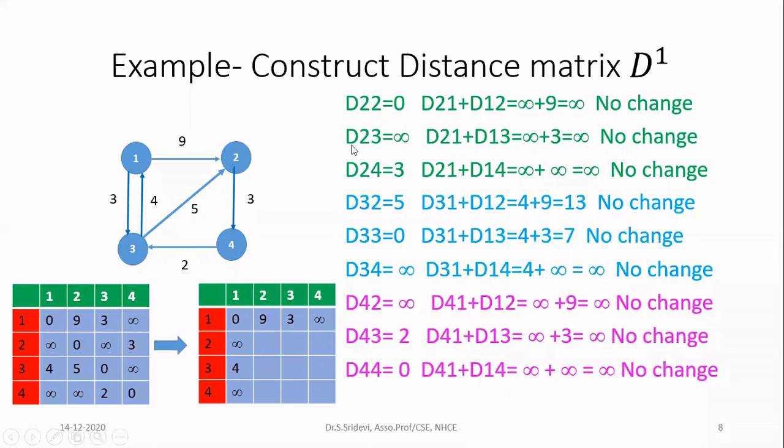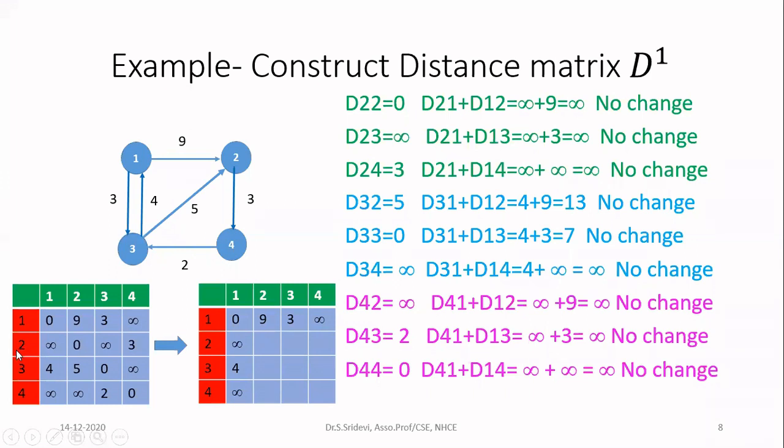Next, let us see the cost from 2 to 3. I want to find the distance from 2 to 3. Check the old matrix. From 2 to 3, the distance is infinite. Now you have to check: if I go from 2 to 3 through the vertex 1, will it reduce my cost or not? Our aim is to first go from 2 to 1, then from 1 to 3.